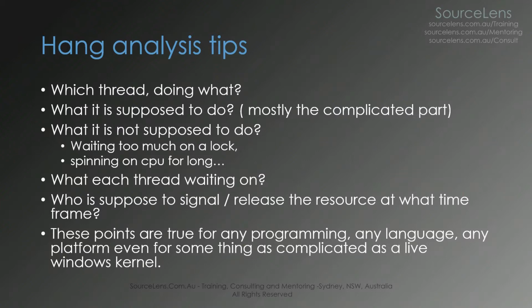We need to understand what each thread is doing and what it is supposed to do. Having a lock acquisition on the call stack is not a good sign, which means that there is at least contention on the lock. If a thread is owning a lock, what is that thread doing, who is supposed to signal or release the lock, etc. These are the general considerations when we do a hang analysis. This is even true for kernel analysis, kernel memory dump analysis. The same principle we have used in this presentation as well.